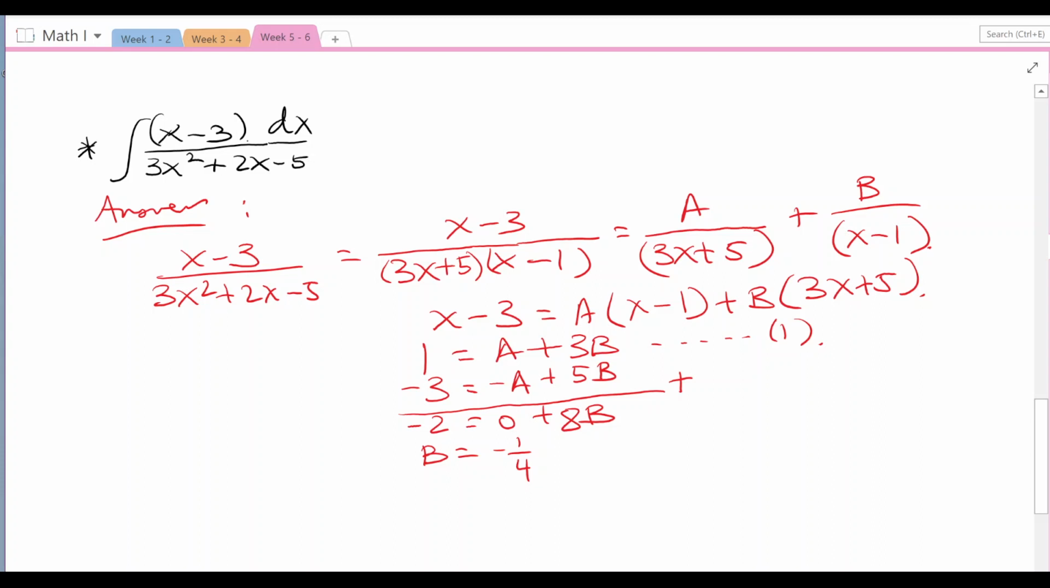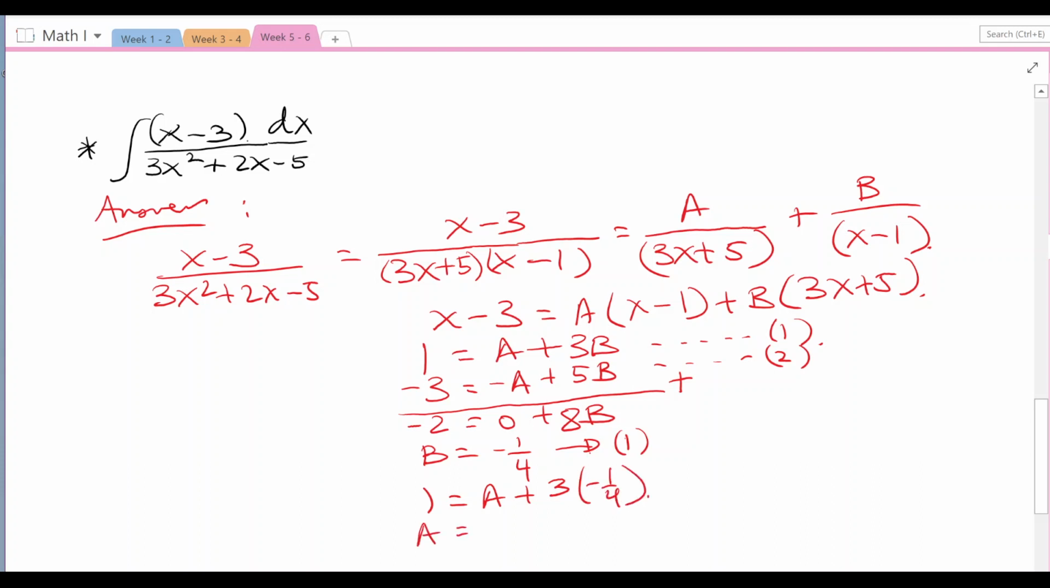Put that in the equation number 1. This is equation number 2 by the way. So put that in equation number 1. We will have a plus 3 times negative 1/4.